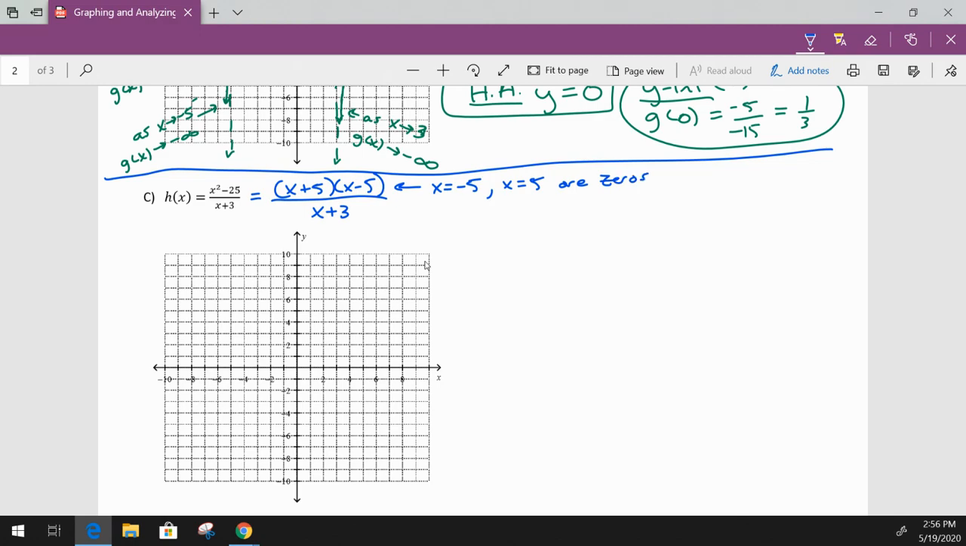So there are going to be two zeros, or two x-intercepts, at both positive 5 and at negative 5. What values of x are going to make the denominator equal to 0? Well, that would be negative 3. So x equals negative 3 is going to be a vertical asymptote.